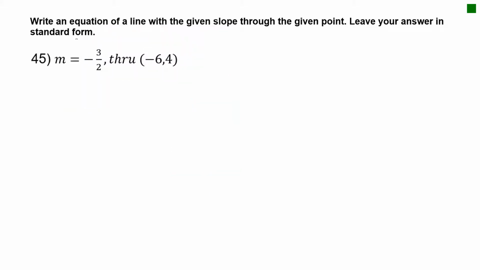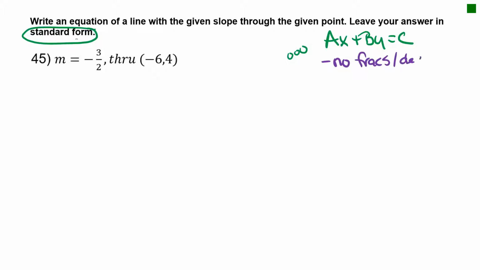Okay, 14. Write an equation of a line with the given slope through the given point. Leave your answer in standard form. Got to go back to my notes. Standard form is ax plus by equals c with rules. No fractions or decimals. The ax term must be positive. And we can have no common factors other than 1. Not really something we deal with a lot in Algebra 1, but it could be an Algebra 2 thing.